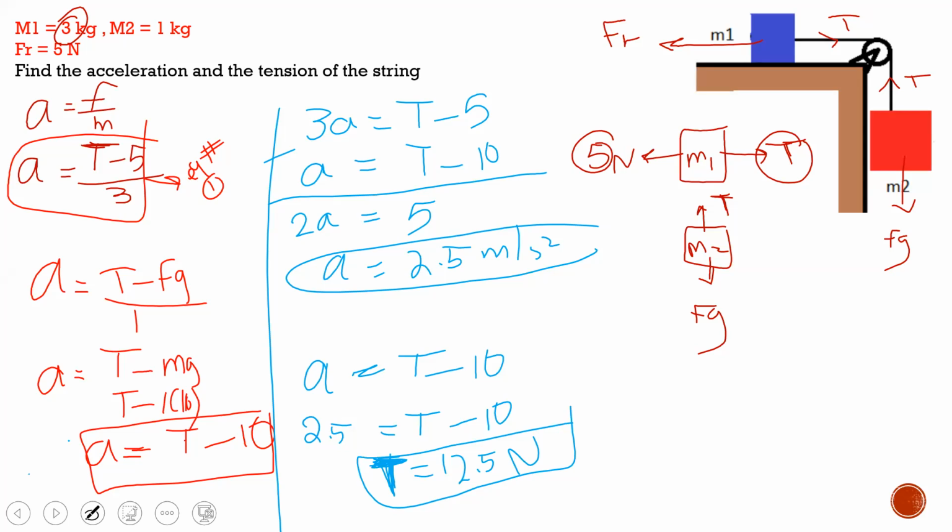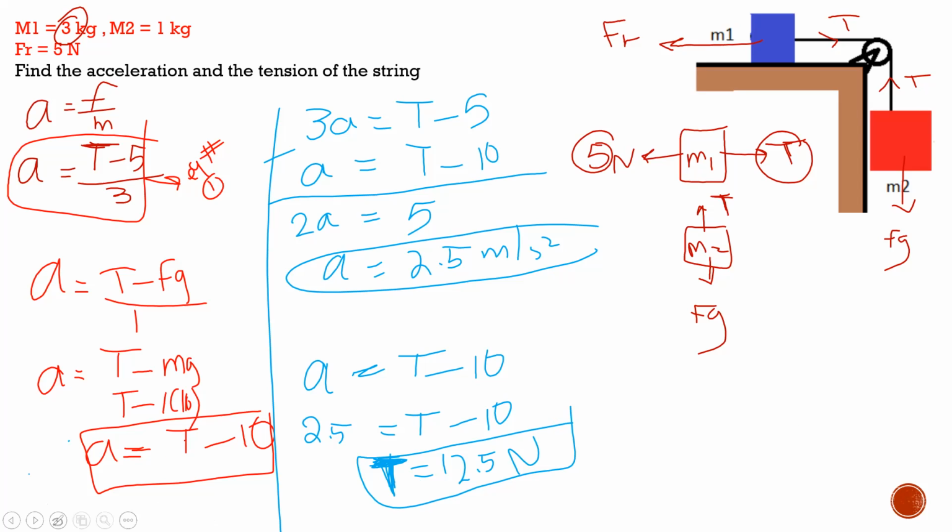For the second one, the acceleration is the tension minus F, the gravitational force, over the mass. So we have a second equation, a equals (T minus 10). Then, with two equations and two variables, we can find a, which is 2.5 meters per second squared, and the tension, which is 12.5 Newtons.